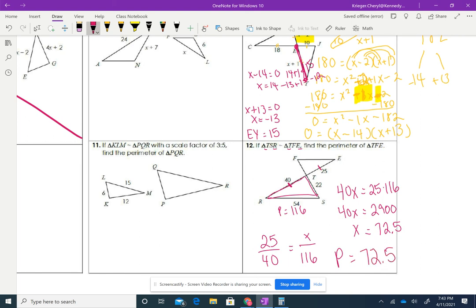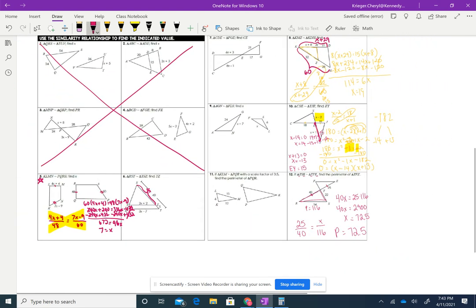All right, and that is a quick and hopefully not too bad lesson. I think the only other one you're going to have to factor, like number 10, is number 9. So if we have to do that one in class, we can.